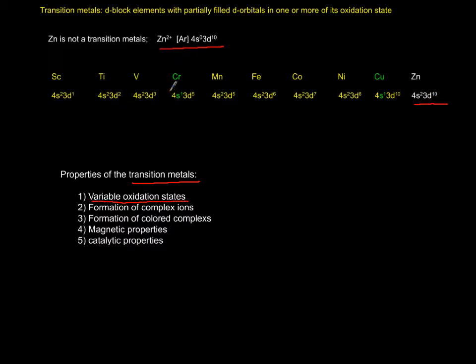Then I also put chromium and copper in green, so you remember the anomalies. Those are the only two elements that have 4s1 rather than 4s2, because we have 5 d orbitals, and chromium prefers to have single electrons in each, and copper prefers to have paired up electrons in their d orbitals.